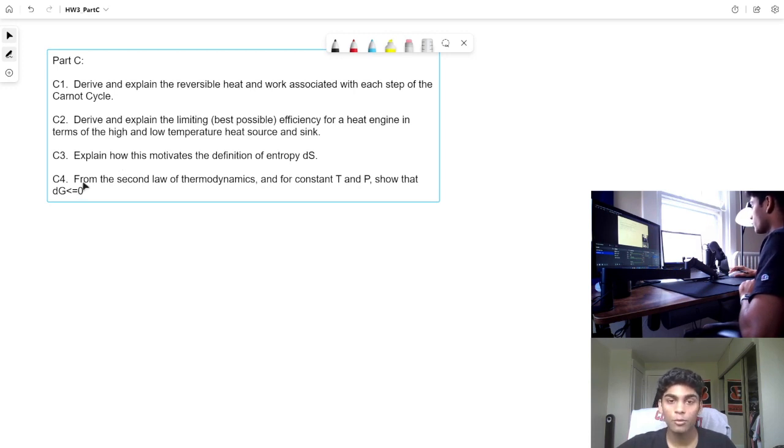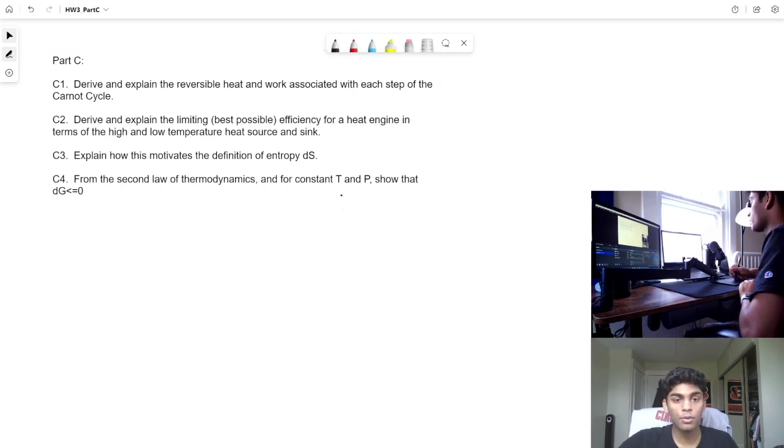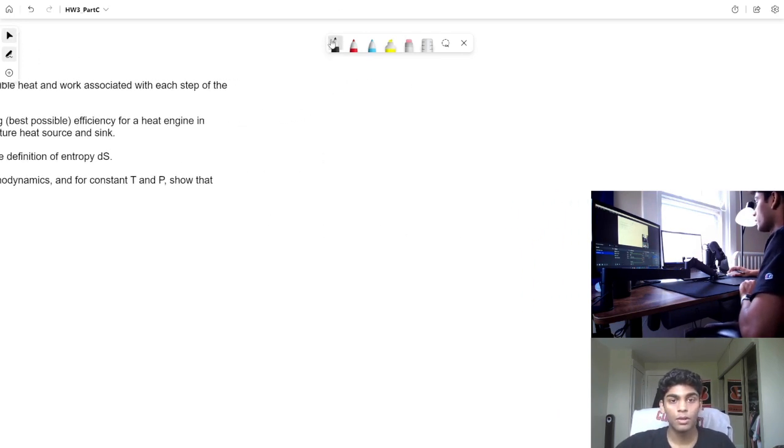And from the second law of thermodynamics, for a constant temperature and pressure, we're going to show that the change in Gibbs free energy is less than or equal to zero. So first, I'm going to move over here, and we're just going to draw out the Carnot cycle.